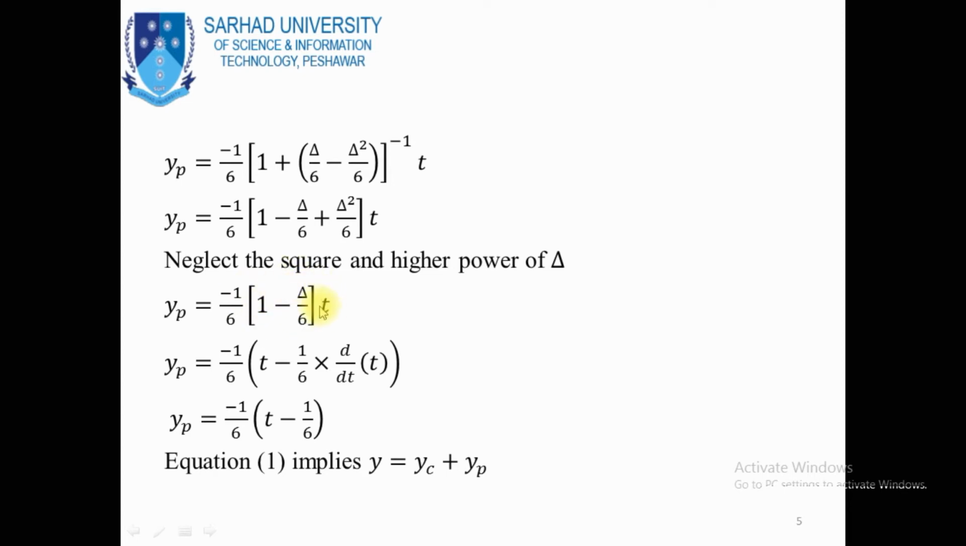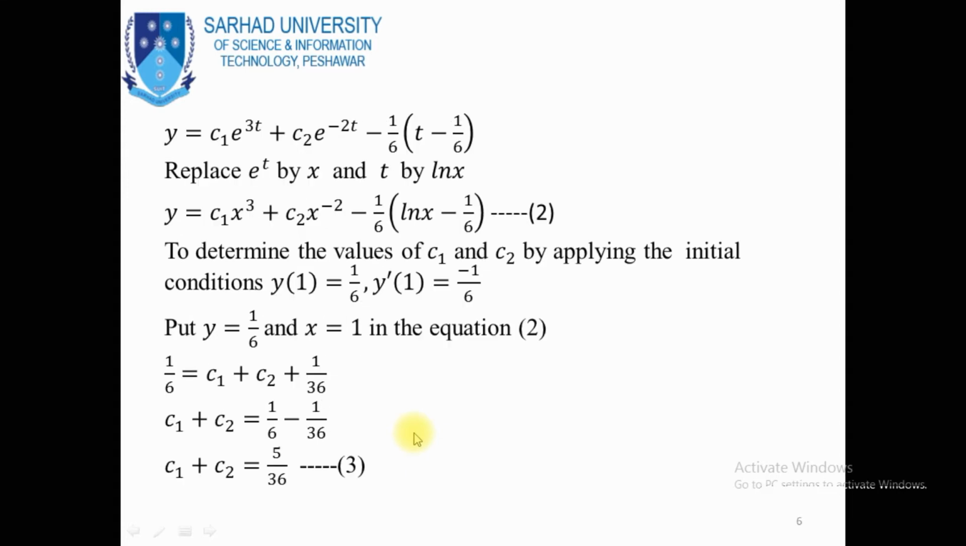Now 1 multiplied by t, and the derivative of t with respect to t is equal to 1. So we obtain minus 1 over 6 into t minus 1 over 6. The overall general solution of the given differential equation is equal to the complementary solution plus the particular solution. Putting the complementary solution and particular solution together, we obtain the general solution of the problem: c1 e power 3t plus c2 e power minus 2t minus 1 over 6 into t minus 1 over 6.